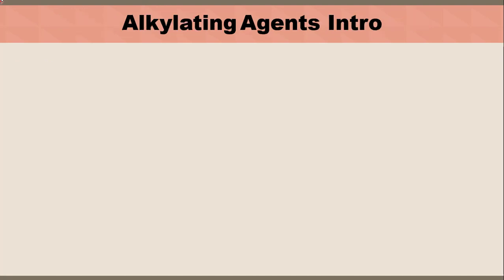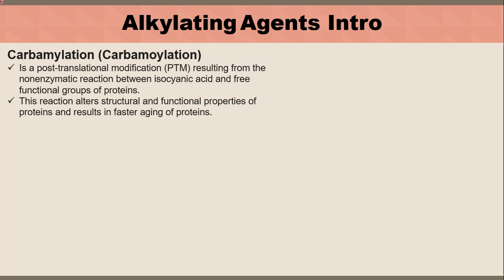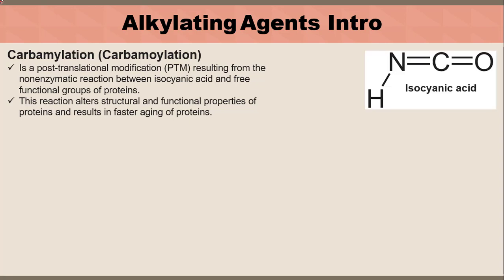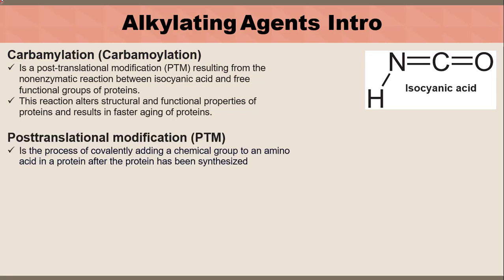What is carbamylation? It is a post-translational modification resulting from the non-enzymatic reaction between isocyanic acid and the free functional groups of proteins. This reaction alters structural and functional properties of proteins and results in faster aging of proteins. Post-translational modification, or PTM, is a process of covalently adding a chemical group to an amino acid in a protein after the protein has been synthesized. As you can see, here is the chemical structure of isocyanic acid.